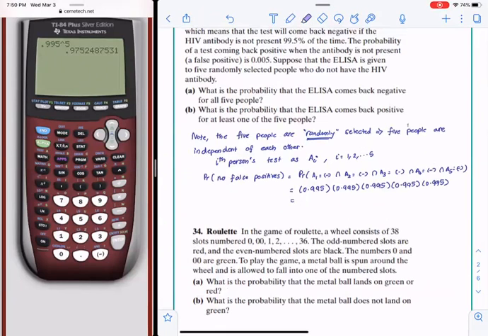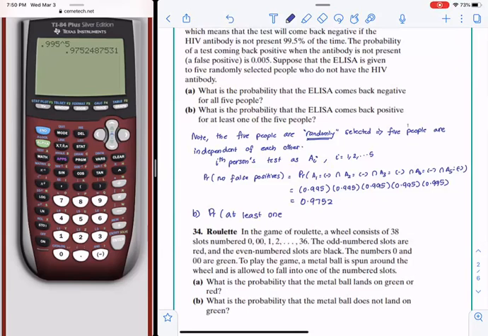So what is the probability all 5 of them come back negative? 97.52%. So what is the probability that the ELISA comes back positive for at least one of the 5 people? This is where the at least 1 to none rule comes into play. The question wants to know the probability of at least 1 coming back positive.